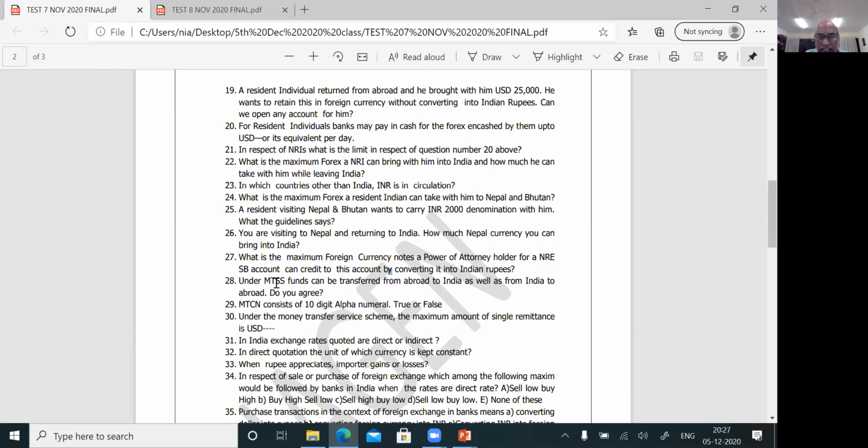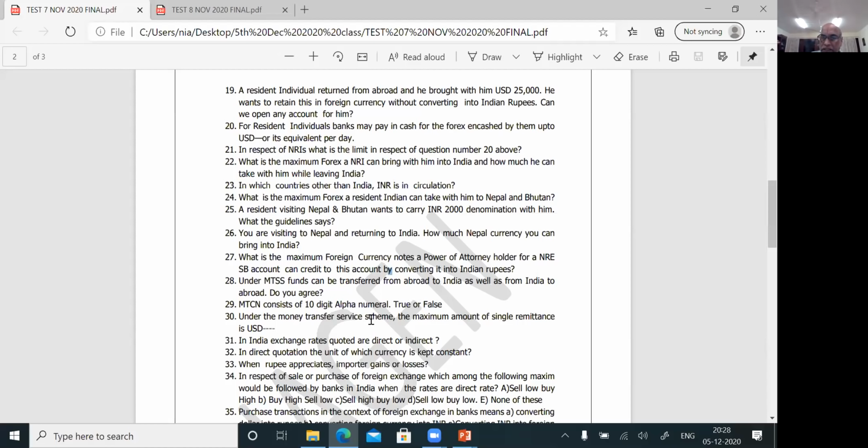Under MTSS, funds can be transferred from abroad to India as well as from India to abroad. No, only from abroad to India. Question number 29. MTCN consists of a 10-digit alphanumeric. No, it consists of a 10-digit numeral only, like a mobile phone number. It is not alphanumeric like a PAN card. It is only numeral like your Aadhaar card. Aadhaar has 12 digits; this has 10 digits numeral only. Answer is false.